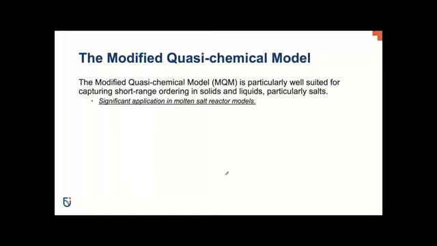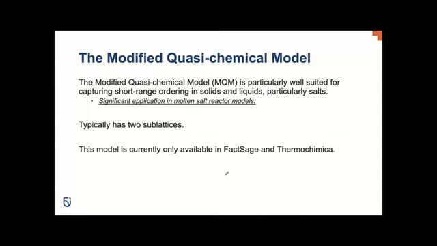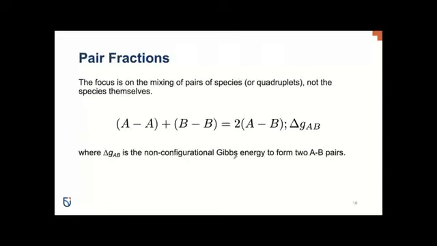This model is particularly useful for short-range ordering in solids and liquids, particularly salts, and has been widely used to represent salts for molten salt reactors. It typically has two sublattices, and what's noteworthy is that at this stage, only FactSage and Thermochimica are the thermodynamic software currently capable of handling this model. The modified quasi-chemical model was initially developed by the FactSage group.